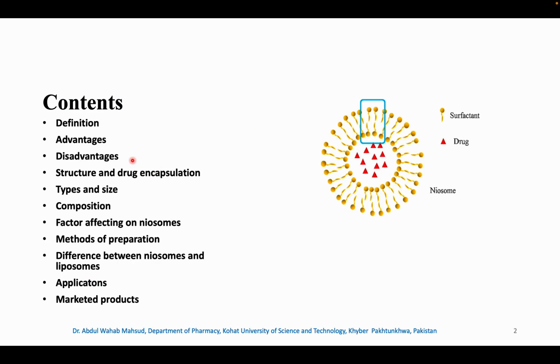Before going into detail, these are the different contents. We will try to discuss all of these: definition, advantages, disadvantages, structure and drug encapsulation, types and size of niosomes, composition of niosome, factors affecting niosomes, methods of preparation of niosome, difference between niosomes and liposomes, applications, and marketed products. So these are the contents for our discussion today.